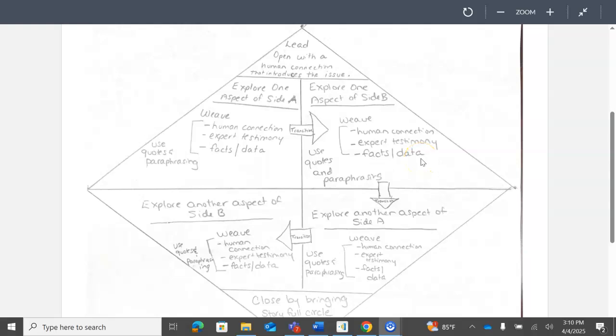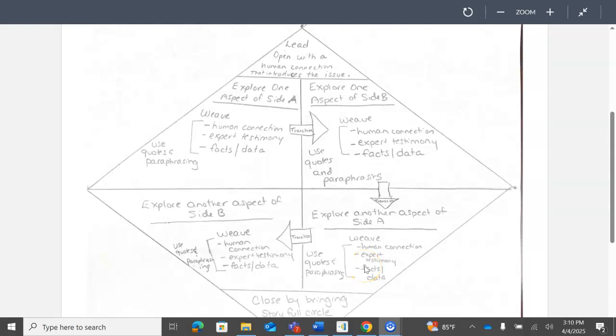And maybe some facts and data. In college, freshman students tend to do 25 hours of homework a week. So you're going to bring that all in with quotes and paraphrasing. Then we're going down here. It's time to bounce back to side A. So you can follow the arrows. And side A is the student side again.